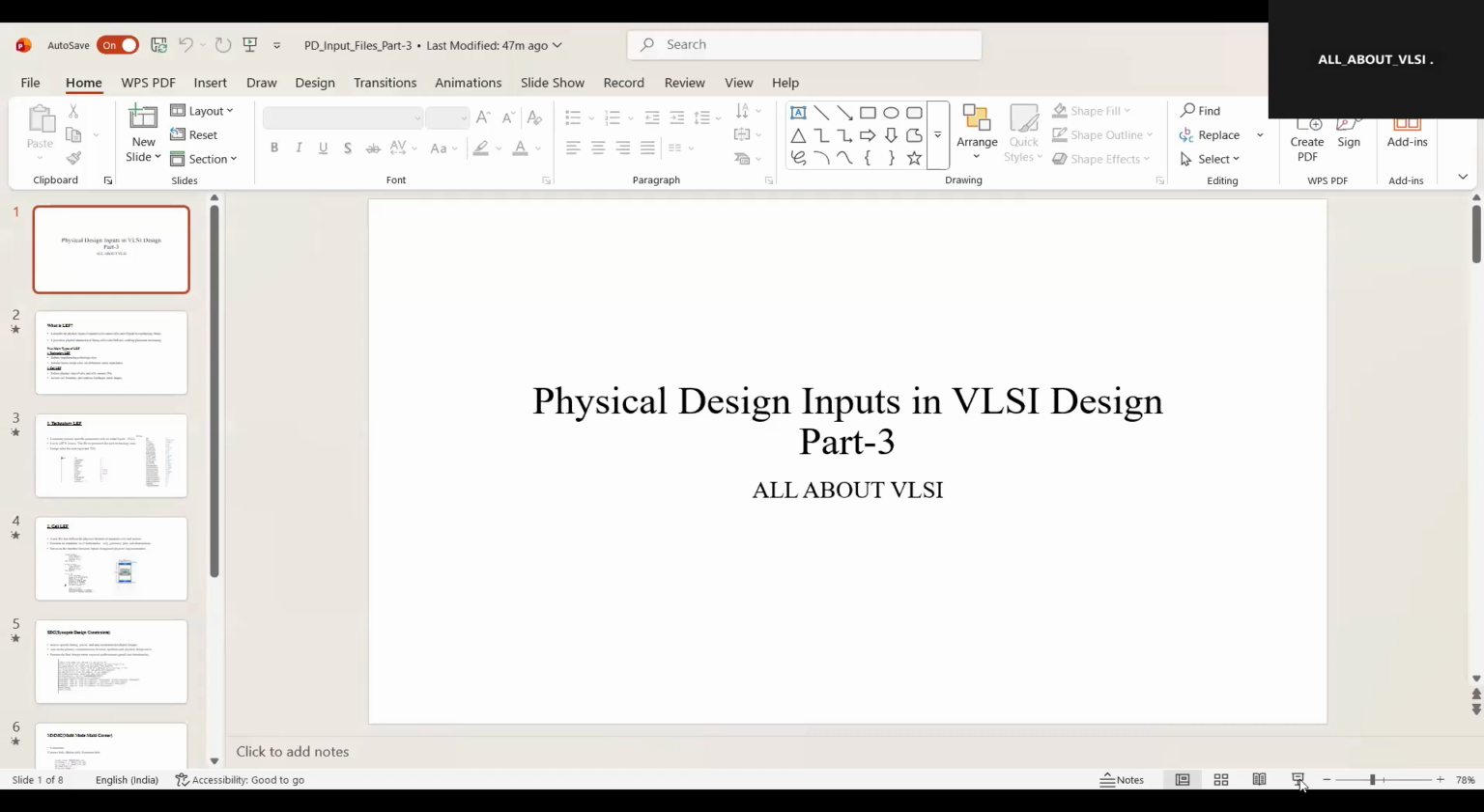Okay. So we are left with the topic LEF file. What is meant by LEF file? LEF is a Library Exchange Format. What it contains, I'll discuss. Actually, the LEF file contains the complete physical information of standard cells and metal layers, etc.